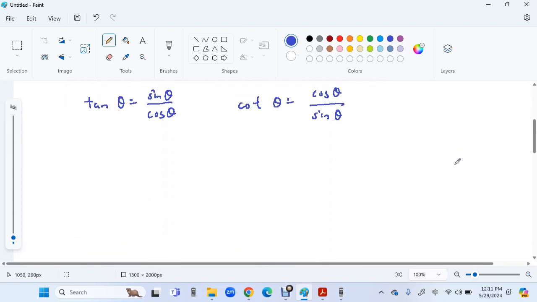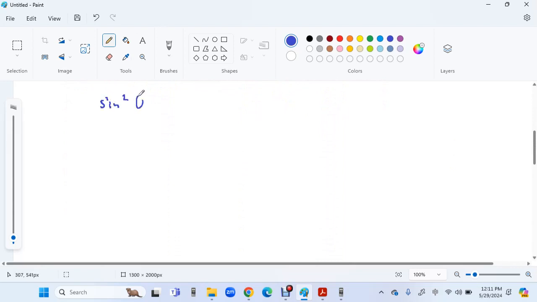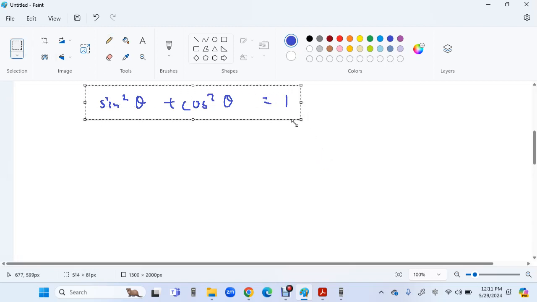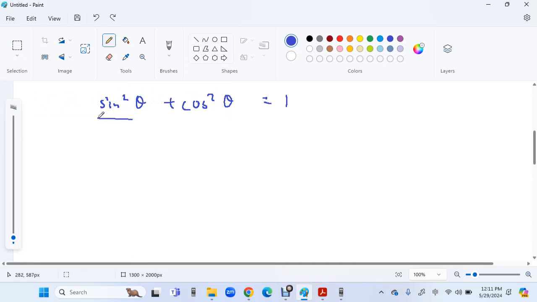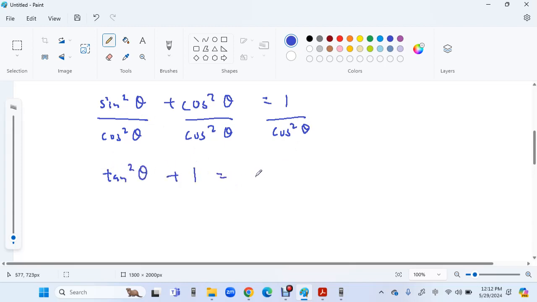In the 9.6 there, okay, we have the sine square theta plus the cos square theta is equal to 1. So for this equation, when we divide all of this by the cos square theta, then sine over cos will be tangent, so tangent square theta plus 1 equal to the secant square theta.